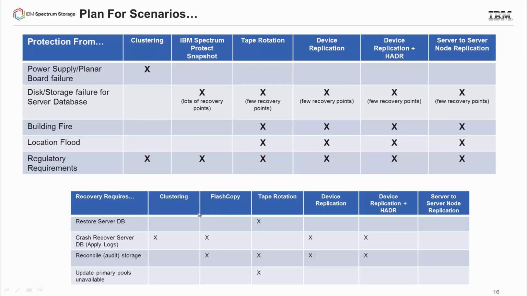In the chart below, I do talk about what is required in order to do a recovery on each of these scenarios. Do I have to restore my Spectrum Protect database? Do I have to apply logs and do other types of crash recovery? Do I have to reconcile the storage? Do I have to update my primary pools to unavailable? And so all of this shows in this chart here.